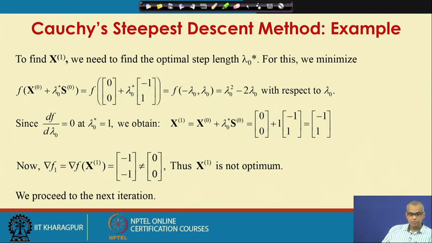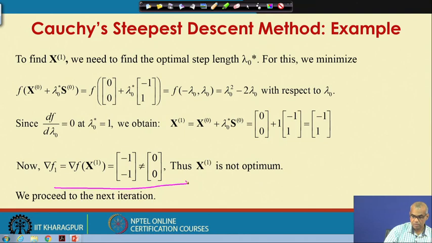Now let us check the gradient of the function at this value x 1, minus 1 1. We see that the gradient evaluated at x 1 is minus 1 minus 1. So, it is not 0 0. Thus x 1 is not optimum, and we must proceed to the next iteration.